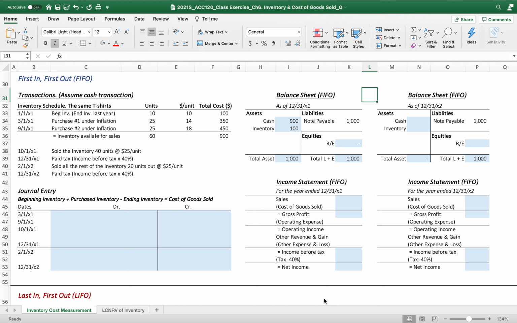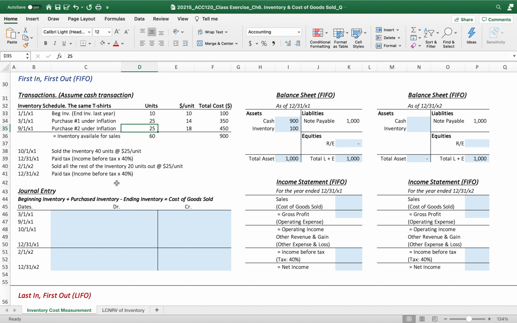Now let's move on to another inventory cost method, the first in, first out. That means that when we purchase the inventory first, we assume that inventory is sold first. For example, in this case, the beginning inventory, the 10 units at $10 per unit, if we sold some of our total inventory out of 60, we measure the cost of goods sold from this beginning inventory, and then next, and then next.